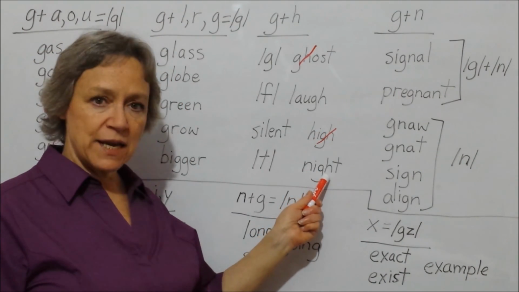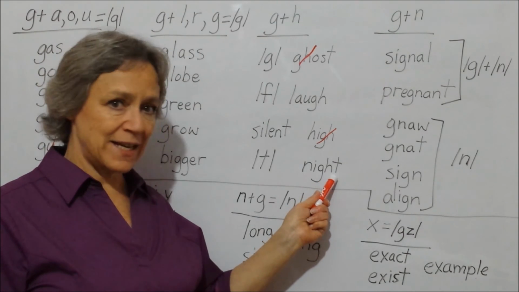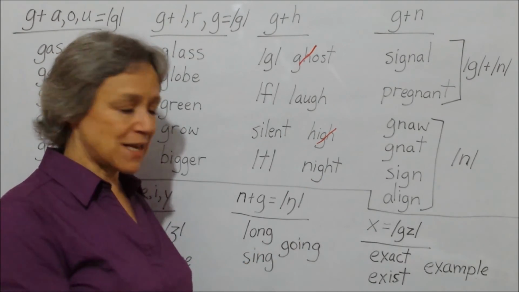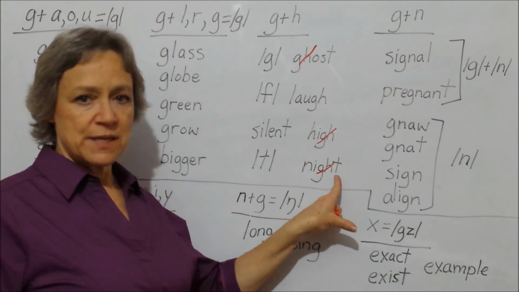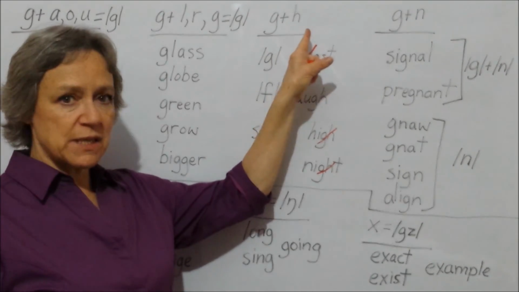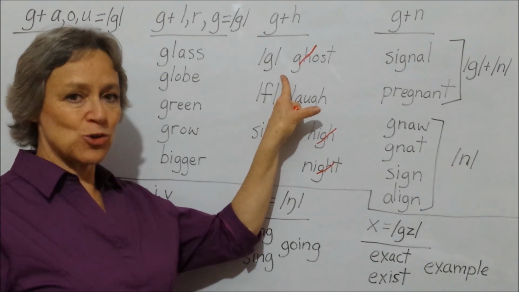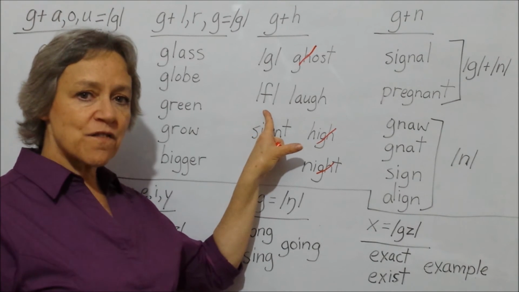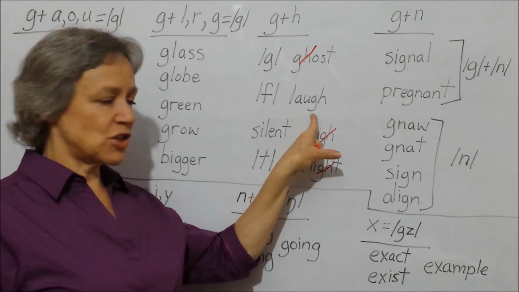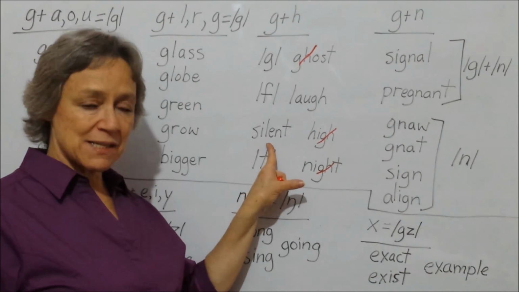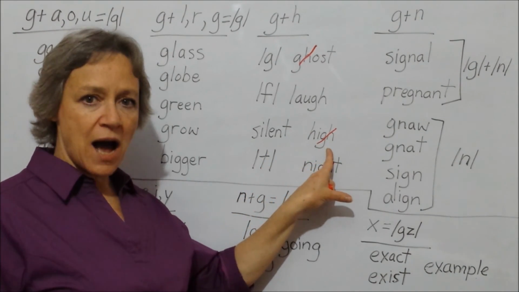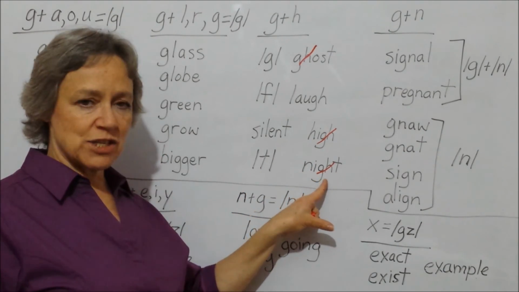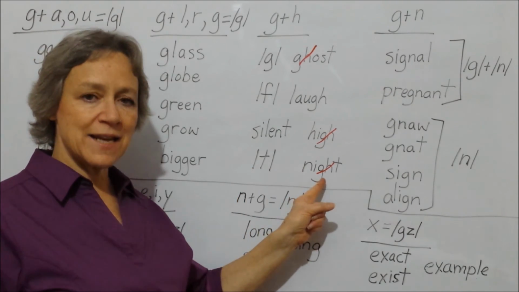or G plus H when followed by the letter T just makes a T sound. So here too, the GH is silent, the T is not silent. So G plus H can sound like G, usually at the beginning of some words, as in ghost. It can sound like F at the end of words, such as laugh. It can be silent at the end of words, such as high. When followed by the letter T, the GH is silent, we hear only the T, as in night.